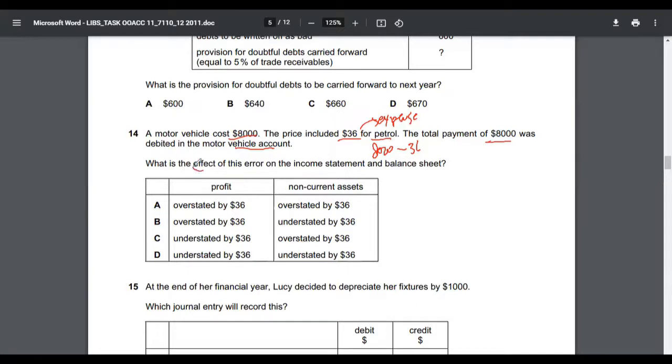What is the effect of this error on the income statement and balance sheet? Our fixed asset account would be overstated by 36, and my profit would be overstated by 36 as well. So therefore, the correct answer to multiple choice 14 would be option A.